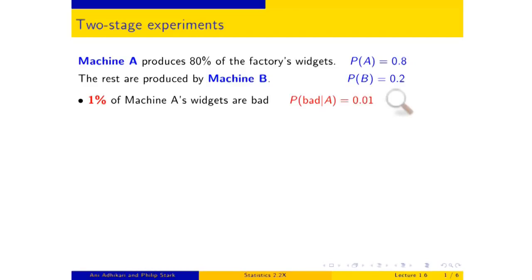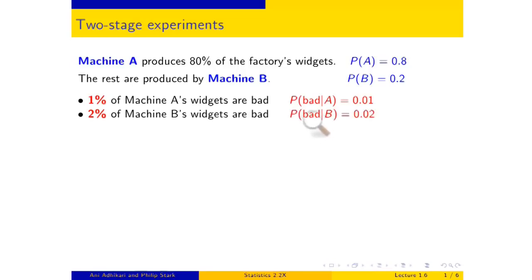And machine B messes up as well. In fact, worse, 2% of its widgets are bad. So the probability that a randomly picked widget is bad, given that it came from machine B, is 2%. And now we're going to look at that randomly picked object and try to answer some questions about chances.